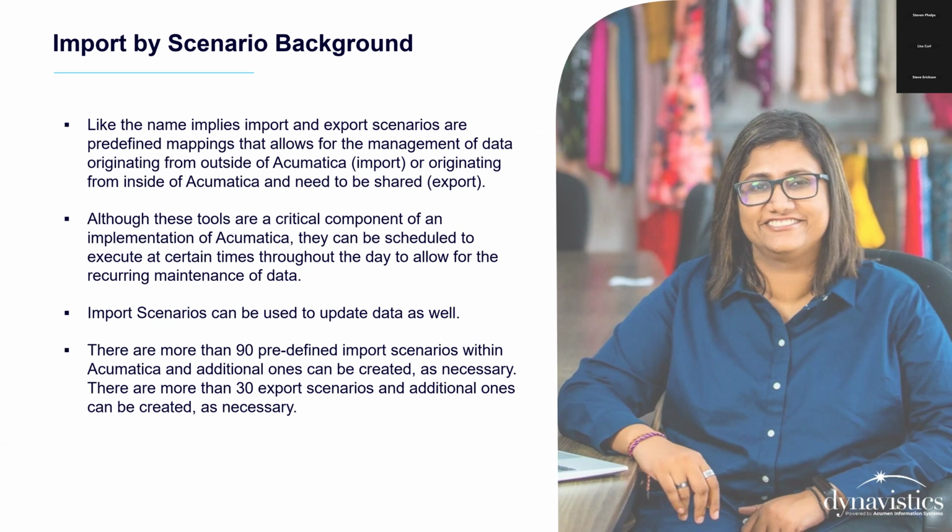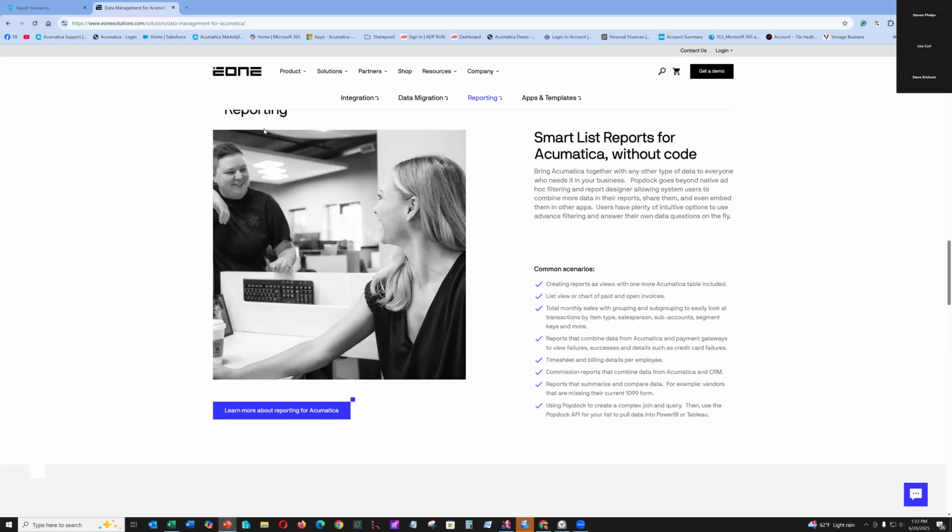There are more than 90 predefined import scenarios within Acumatica, and additional ones can be created as necessary. There are more than 30 export scenarios, and additions of those can be created as necessary. So if you are using SmartConnect to import a flat file of orders off of your website, you can then use import by scenario to do that same function. Now, I'm going to show you import and export by scenarios. I'm not going to import orders, but I'm going to show you something off of the predefined templates that are there. So let's go take a look at that.